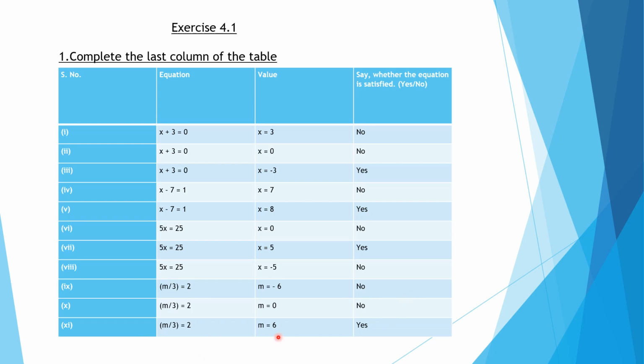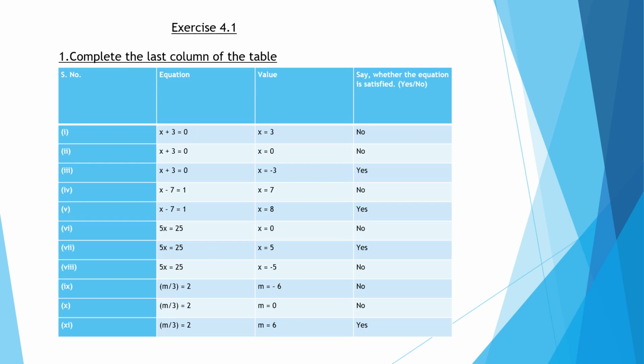Let us take the m value equal to 6. 6 by 3, how much is 6 by 3? 3 1s are 3, 3 2s are 6. That's why yes, m is equal to 6 is going to satisfy the equation. Just look into the equation, put the value of the variable, and solve the equation.